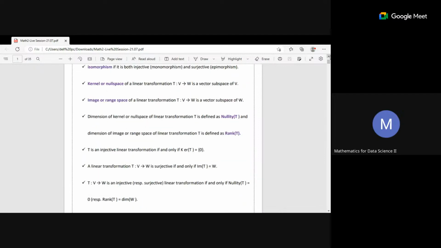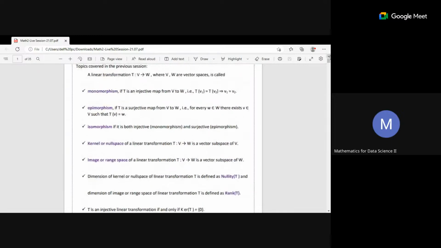So in the previous session, we saw what is meant by a monomorphic linear transformation or an epimorphic linear transformation and also isomorphic linear transformation. We saw some examples for this, and we saw what is meant by nullity and rank. We saw that kernel is a subspace of the vector space V, and the range space is a subspace of W. So this is from the domain and this is from the codomain. And nullity is nothing but the dimension of this null space, and rank is the dimension of this range space, right?